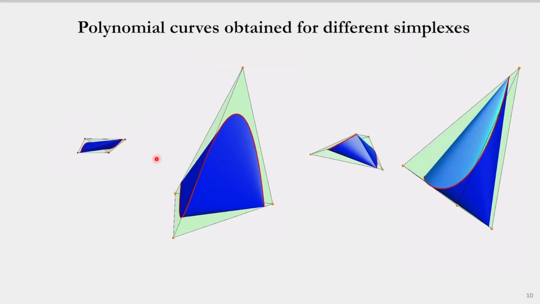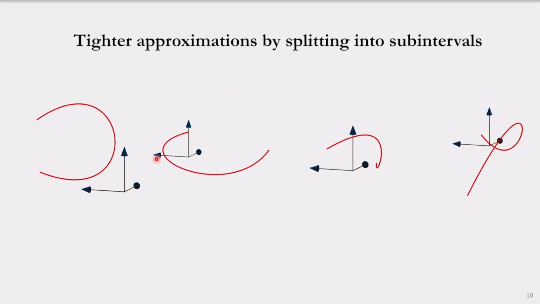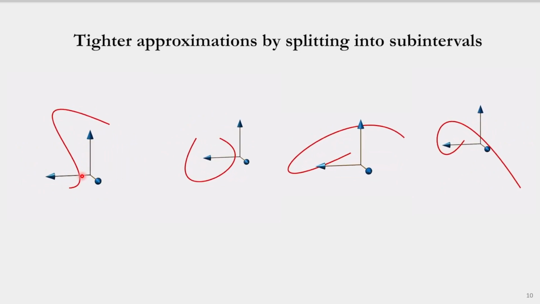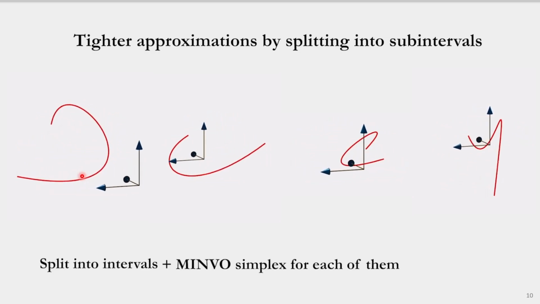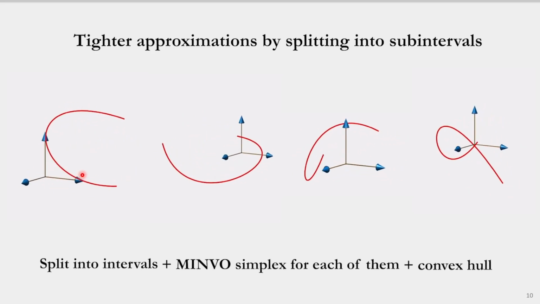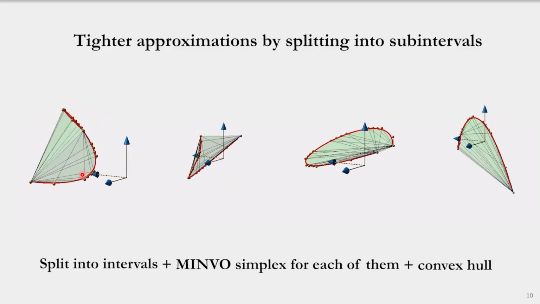And actually, then you can obtain tighter polyhedral approximations by taking the curve, splitting it into several intervals, then you compute the MINVO simplex for each one of these intervals, and then you compute the convex hull of all of them. And these are the outer polyhedral representations that you obtain.